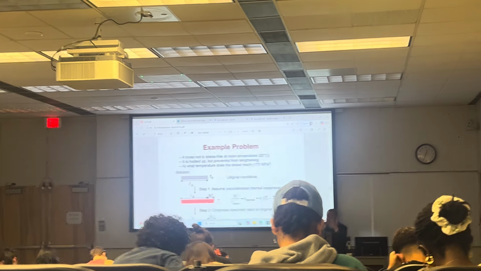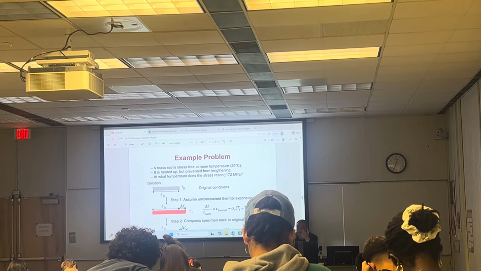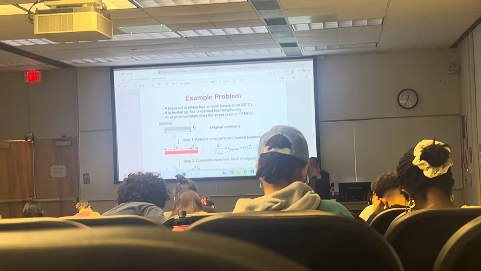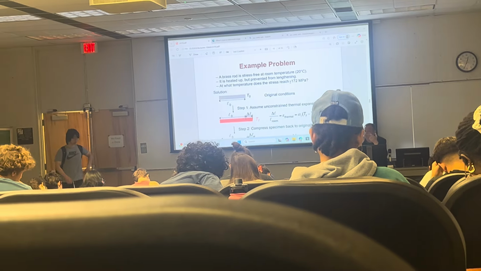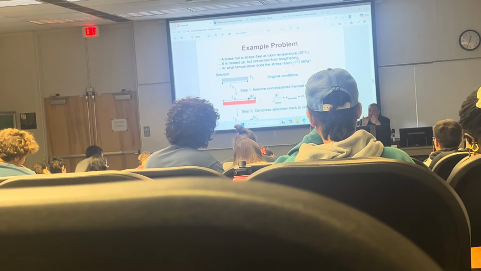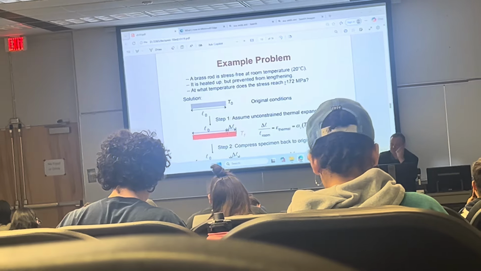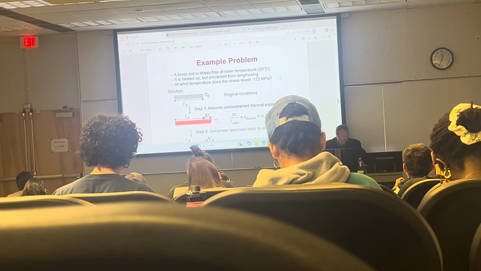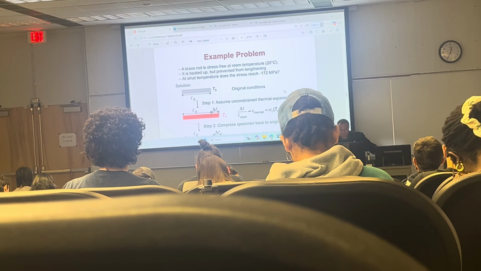What caused this increase? Tension or compression? Tension. So tension is considered to be positive. Compression is the opposite, as you said correctly. So that's why it's minus 172 megapascals.